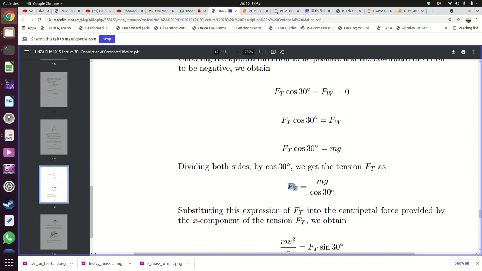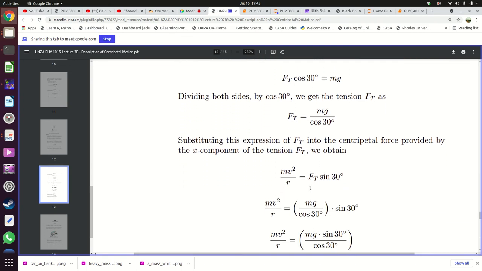We end up having Ft is equal to mg cos theta. With this, now that you have got a neat expression for the tension, we substitute it back into this expression where we have got three things we don't know. We have got the mass, and there is a velocity which we don't know, which is what you're looking for. The question is asking us for the velocity.